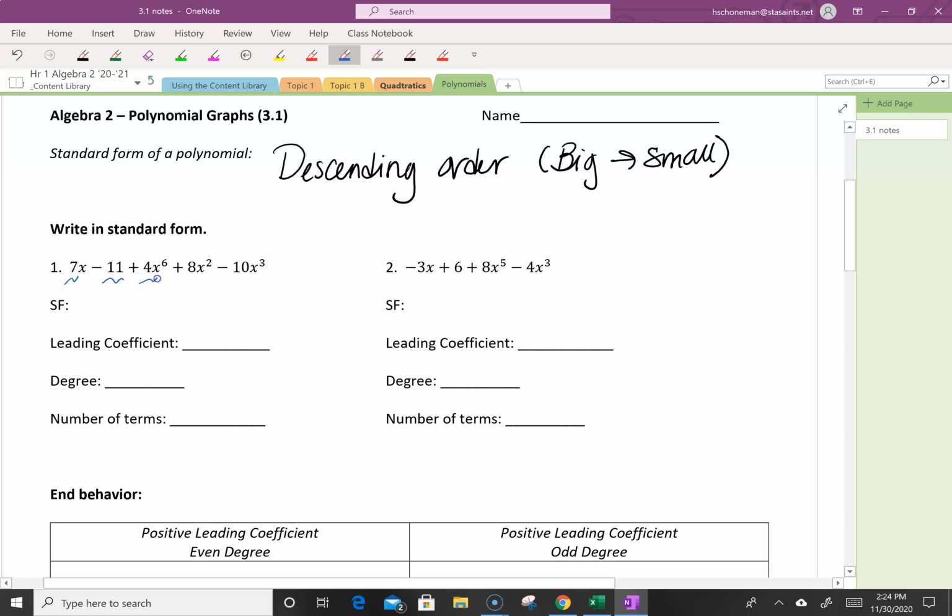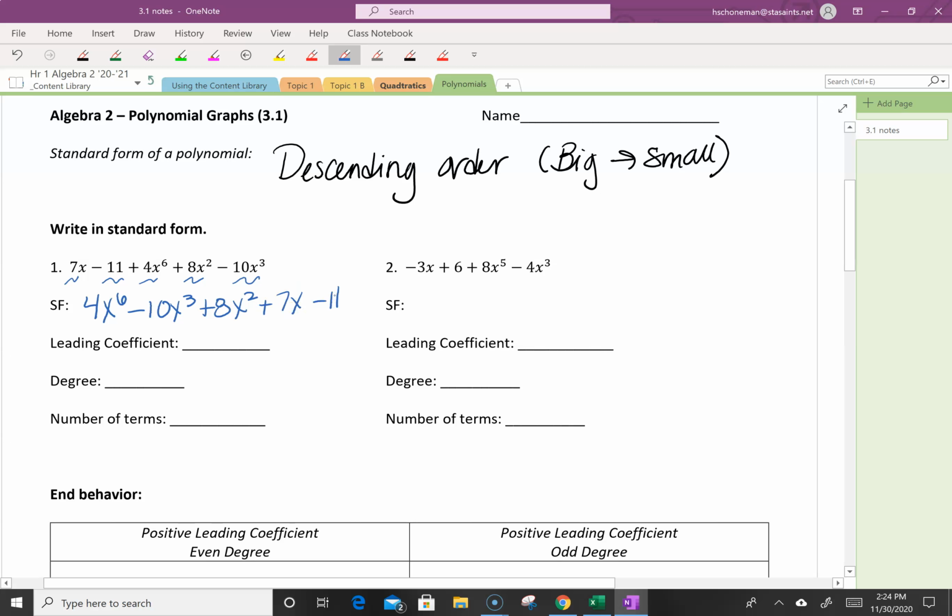All of these are individual terms. So to write it in standard form, we have to rewrite them with the biggest exponent first. So the first one we're going to write is 4x to the 6th, and then minus 10x to the 3rd. Next would go 8x squared plus 7x minus 11.